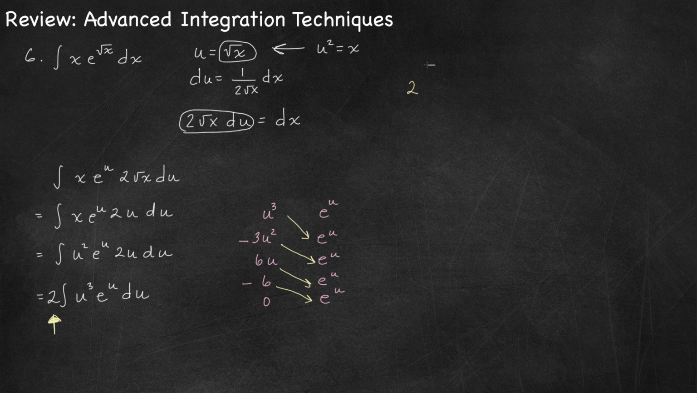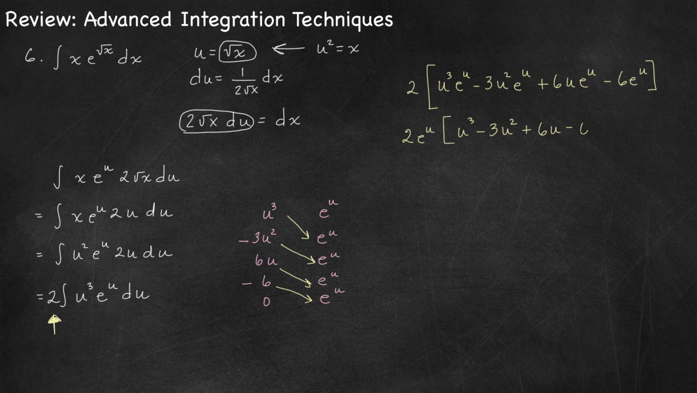All right, so we have 2 times, and then integration by parts gives us u cubed e to the u minus 3u squared e to the u plus 6u e to the u minus 6e to the u. Well, they all have e to the u in them, so I'm going to go ahead and factor out e to the u. 2e to the u times u cubed minus 3u squared plus 6u minus 6.